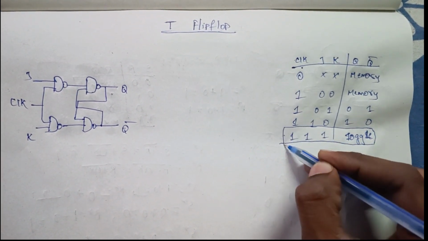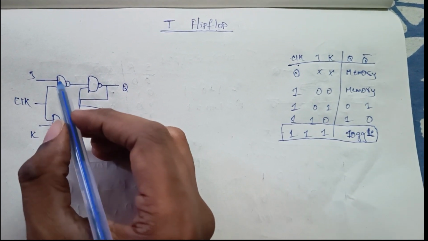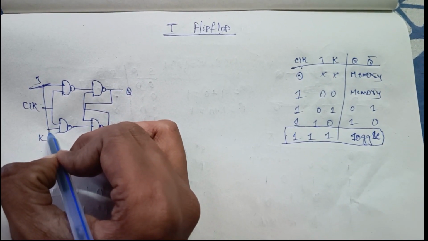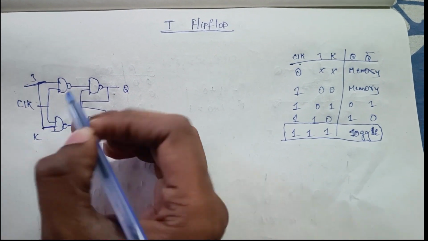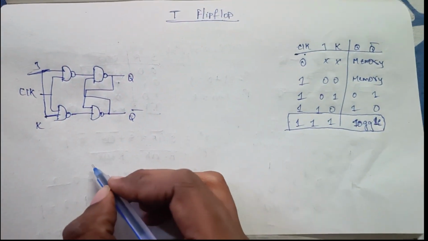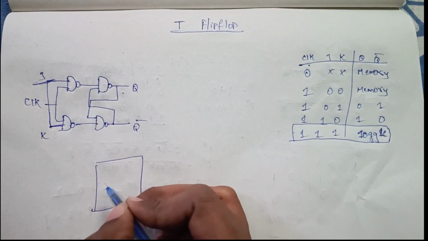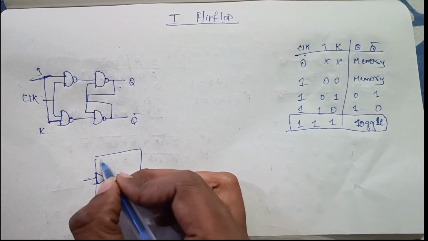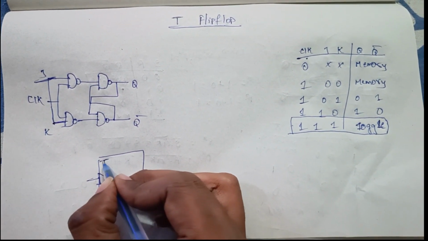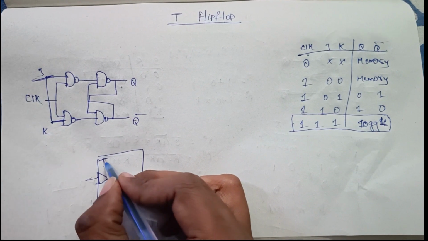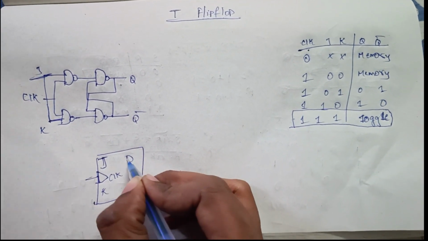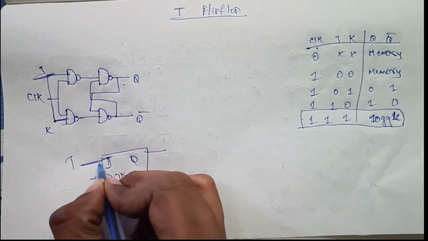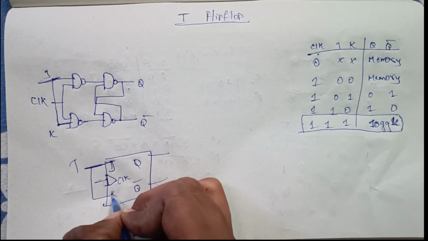To use this flip-flop, we have to change a small connection. That means we will connect J and K as a single input. Here you can observe that this is the clock and this one is J. I will write J, K, Q and Q bar. Here I am considering the input as T, and I will short the J and K inputs.